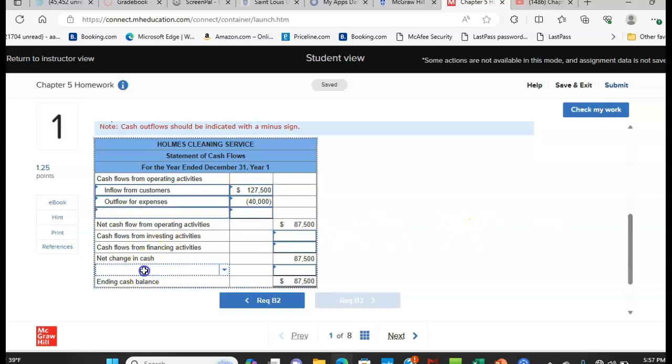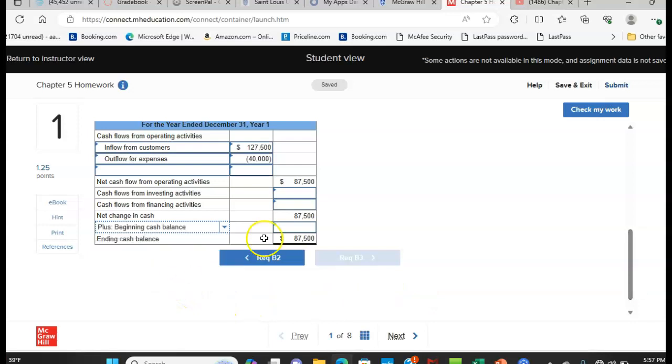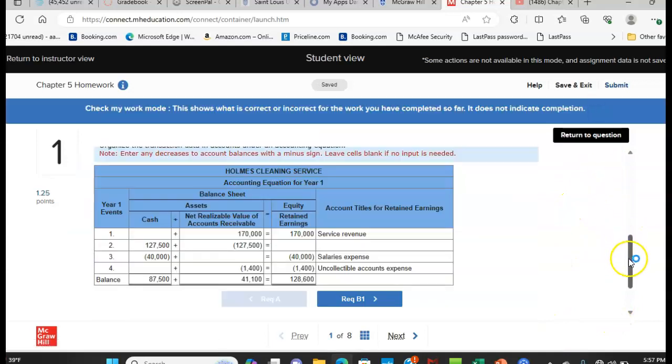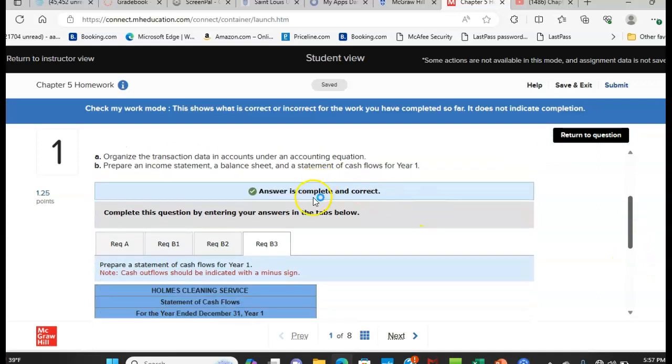This is year 1. So our beginning cash balance, which was 0, will give us an ending cash balance of 87,500. Let's click on the check my work button. And let's also make sure now it says the answer is complete and correct. So we have done all the required sections for this particular problem.